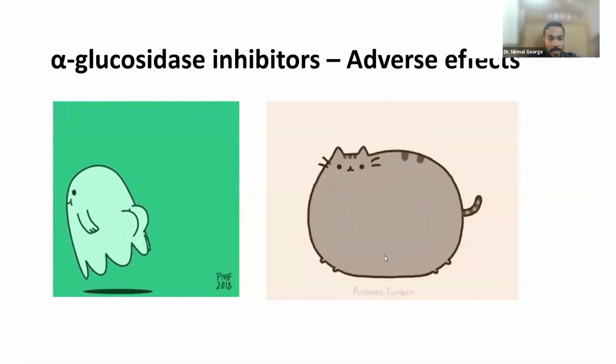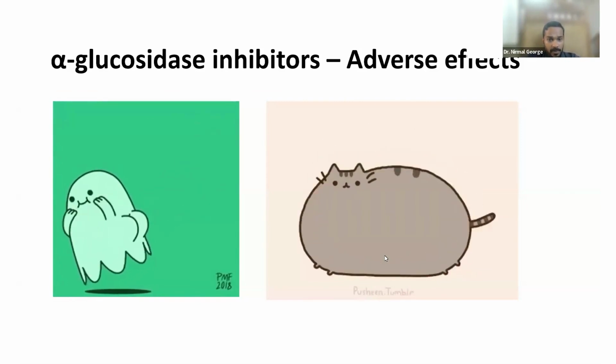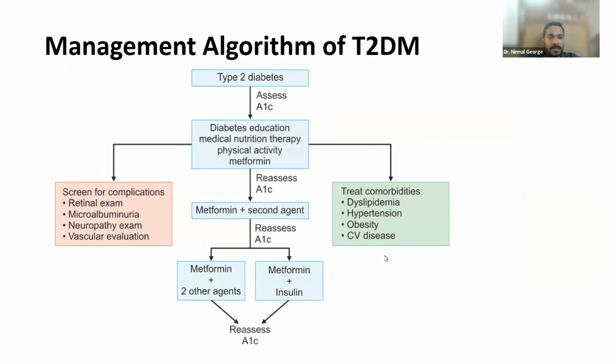So these are the major agents that are used for the treatment of type 2 diabetes mellitus. And there is a management algorithm for type 2 diabetes mellitus. So in a patient who is having type 2 diabetes mellitus, we assess the glycated hemoglobin, and we will start them on metformin. Metformin is the current first line agent, unless it is contraindicated, like end-stage renal disease. And we also screen for microvascular and macrovascular complications of diabetes mellitus. And if the person is having comorbidities like dyslipidemia, hypertension, obesity, and cardiovascular disease, we'll treat that as well.